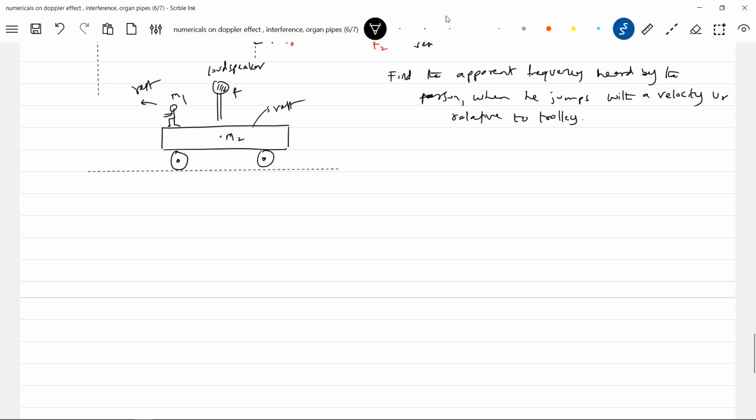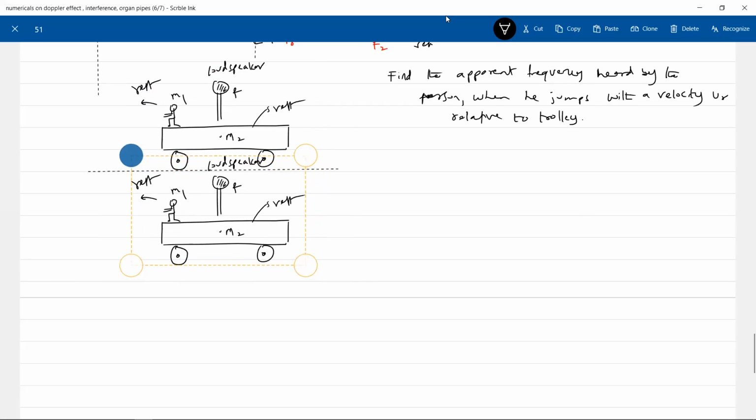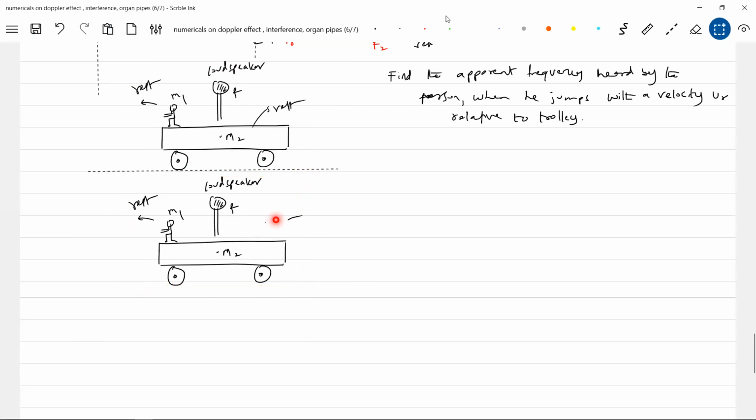Where do you bring this from? Conservation of linear momentum. The moment the person makes a jump, what will happen to the trolley? The trolley will recoil with a speed v2. The person has made a jump with a speed u(r), so the velocity of the person will be v1, and the trolley will recoil back. The loudspeaker is fixed to the trolley. Tell me how to get that apparent frequency.